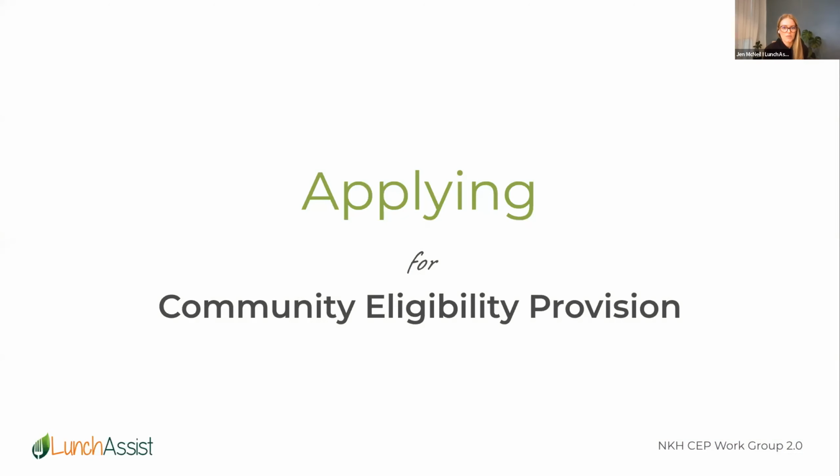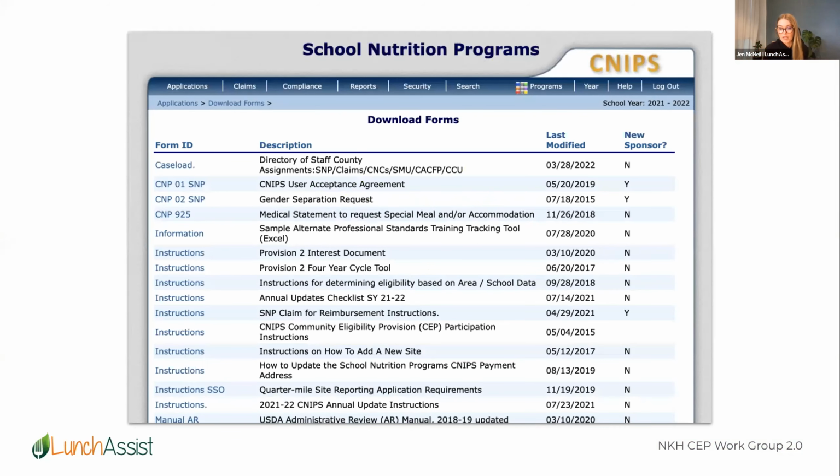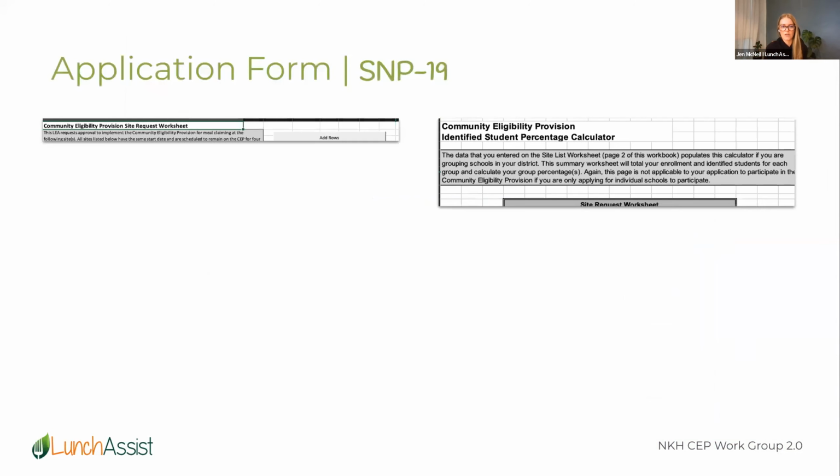To start off, I just wanted to share a couple of reminders about the process for how to apply for CEP in California. This will provide you with a little bit of context as to what all the data is and what's involved with this community eligibility provision application process. So in California, you're going to log into CNIPS to download the CEP application, and there are 3 different forms which can be accessed through the downloadable forms section in your CNIPS account.